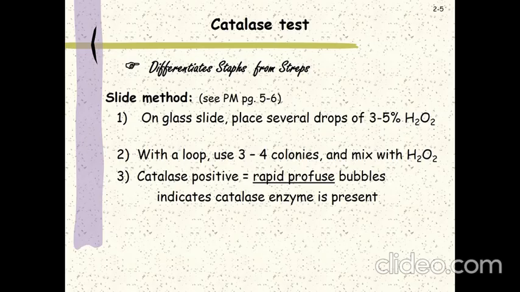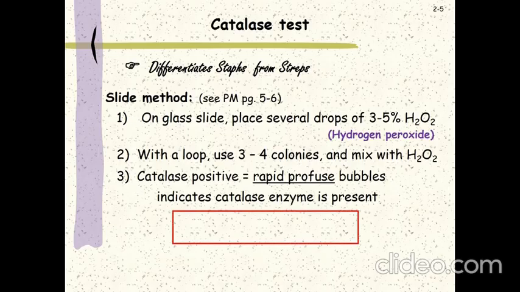But using the slide method, on a glass slide you would place a few drops of 3 to 5% H2O2. H2O2, of course, also being hydrogen peroxide. Then you would take a loop and grab 3 to 4 colonies and mix that in and try and smear it around with the hydrogen peroxide. So, if something is catalase positive, you'll get rapid profuse bubbles, and that will indicate that the catalase enzyme is present. Now you have to be really careful. For it to be truly catalase positive, you need rapid profuse bubbles, not weak, wimpy little bubbles showing up. So need to make sure of that.